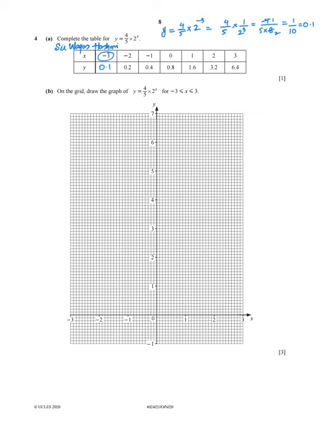After that we need to plot the values. So when x is minus 3, y is 0.1, this point. When x is minus 2, y is 0.2. When x is minus 1, y is 0.4. When x is 0, y is 0.8. When x is 1, y is 1.6. When x is 2, y is 3.2, and when x is 3, y is 6.4. So you have got all the points. You need to join them with a smooth curve. So that's how you are going to draw the curve.